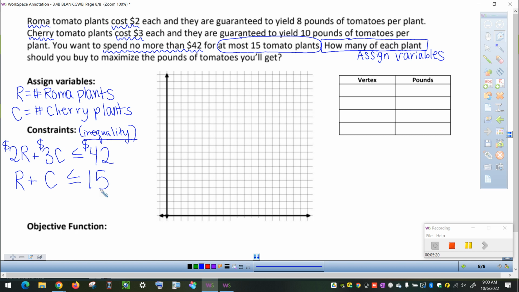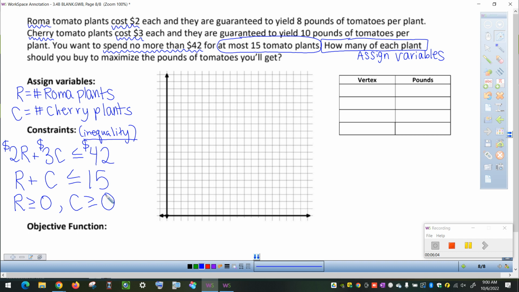These are actually the only two direct constraints that are given to us in the problem. There's two more implied constraints that I want you to add in. And that is just that we cannot have a negative number of plants. That just wouldn't make sense. So if we're not given a lower bound, we're always going to add in that our variables have to be greater than or equal to 0. So the number of Roma plants has to be greater than or equal to 0. The number of cherry plants also has to be greater than or equal to 0.